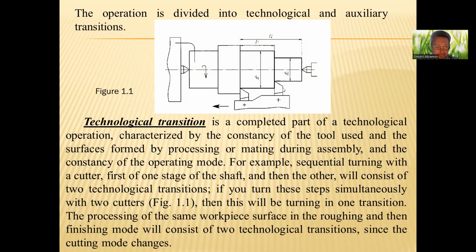If you turn these steps simultaneously, like in figure 1.1, with two cutters, then this will be turning in one transition. The processing of the same workpiece surface in the roughing and then finishing mode will consist of two technological transitions, since the cutting mode changes.